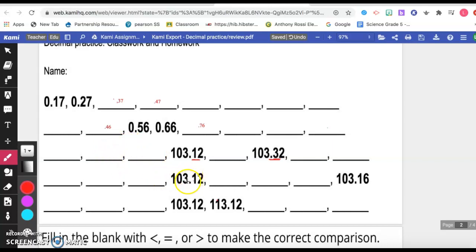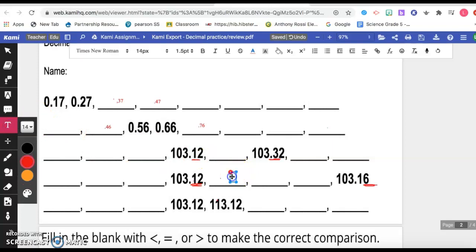Here in the fourth row, I am looking at the 1 and I'm looking at the 6. So I am counting 103 and 12 hundredths. My next number would be 103 and 13 hundredths. And I would finish that pattern on both sides.